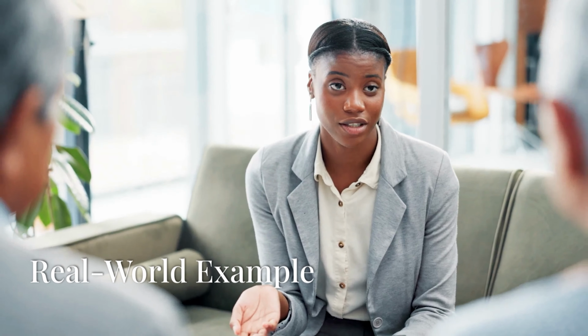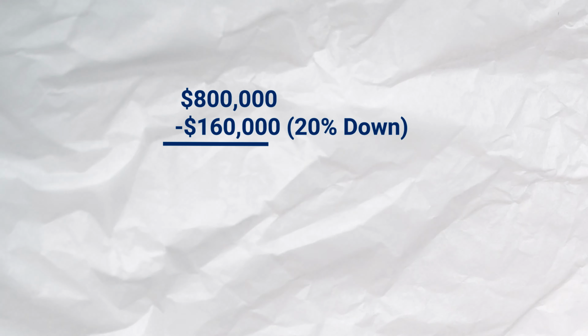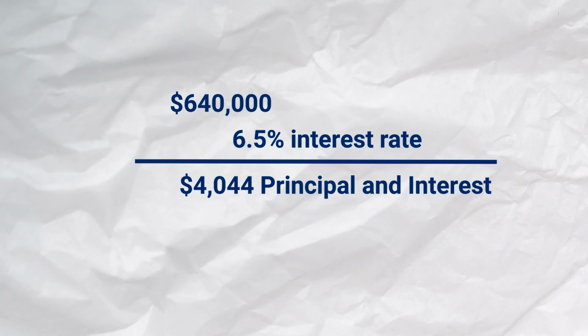All right, now let's bring what we've learned to life with an example. Let's say you're looking to buy a house that's worth $800,000. For simplicity, I'm going to assume that we're going to put 20% down, which is going to be $160,000. That's going to leave us a mortgage of $640,000. We're going to use a 6.5% interest rate on a 30-year fixed mortgage. We're going to give you a principal and interest payment of $4,044.